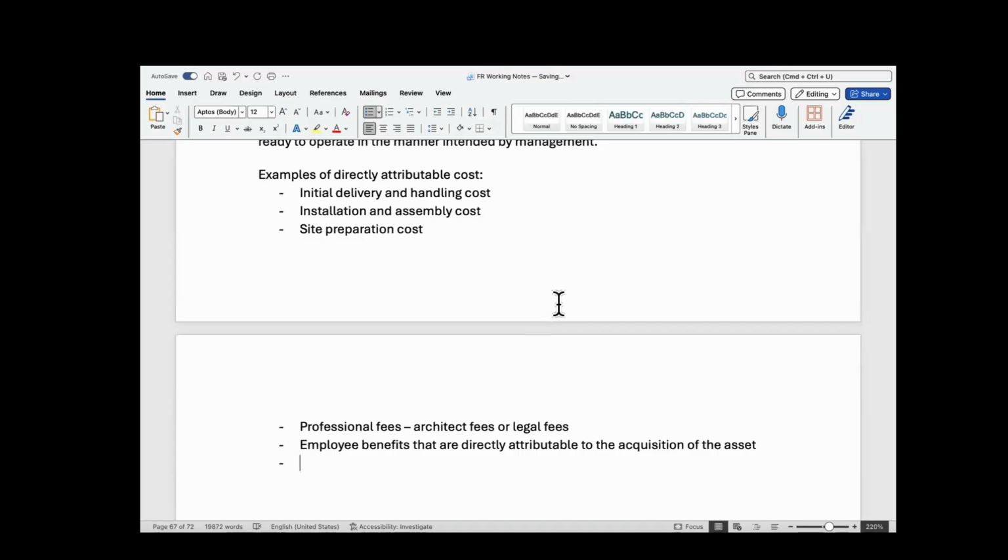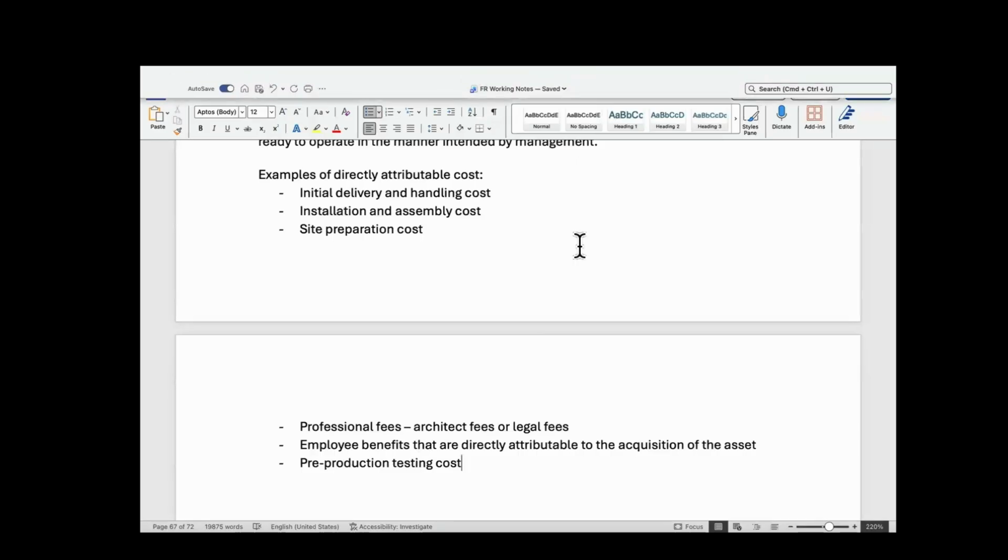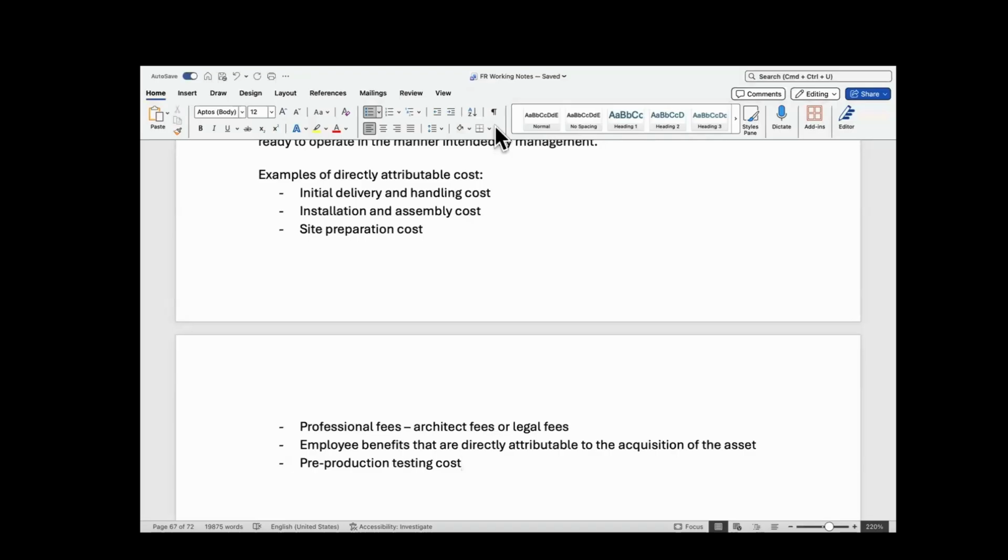Finally, if you also have pre-production testing costs, this is as it sounds. If you have an asset that you need to test before you can start operating it, the cost of testing you capitalize. Cost of testing practically would mean maybe you need to buy some materials, you need to pay some labor. All this money they will spend just to test the assets that it is operating.